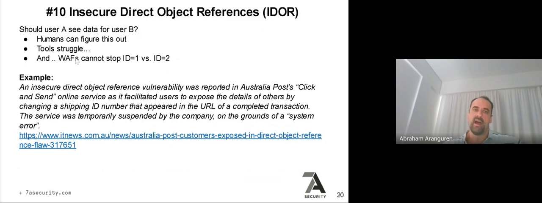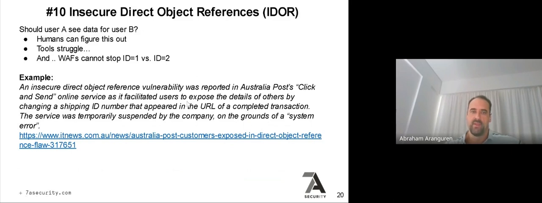So a human will figure this out, a tool will struggle, and a WAF cannot tell ID 1 from ID 2, right? A WAF just sees 2 numbers. It's not like a clear XSS or SQL injection that has a signature or a specific look to it. So insecure direct object references blast through all your defenses if you have an issue like this, right?